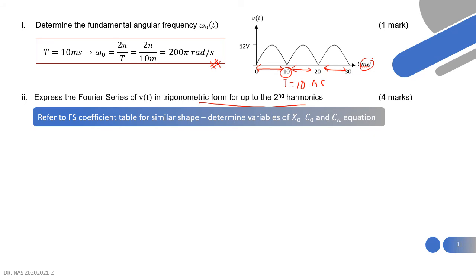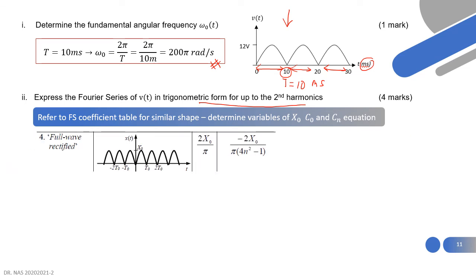Okay, so for the given signal, this is the given signal. So to get the equation, you need to compare the given signal with the signal in Fourier series coefficients table. So this is the closest shape. Again, as earlier example, it is full wave rectified signal. So you can get the x0 and t0 value straight away by comparing the given signal and the signal in the table. So in this case, your x0 equal to 12 volt, and then your t0 is equal to 10 millisecond.